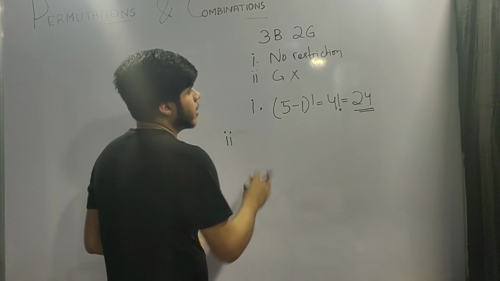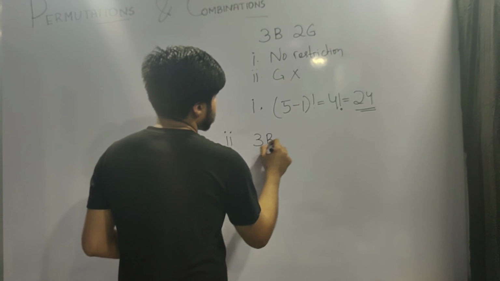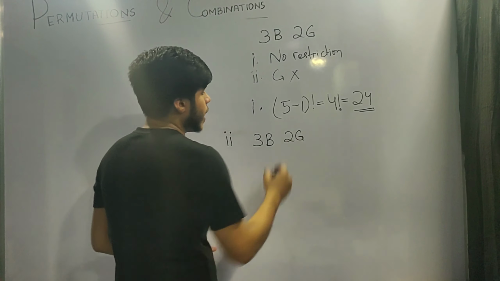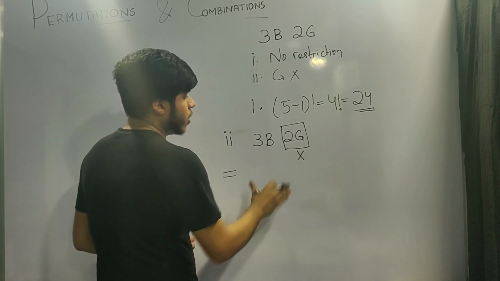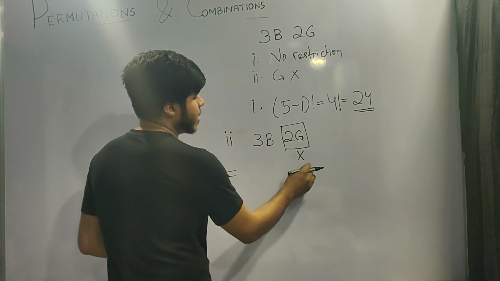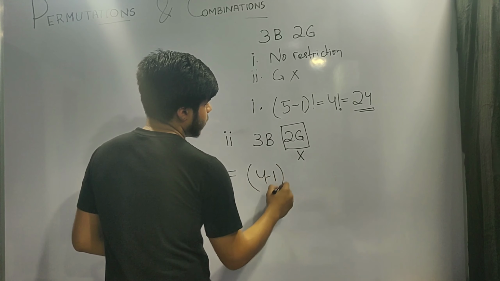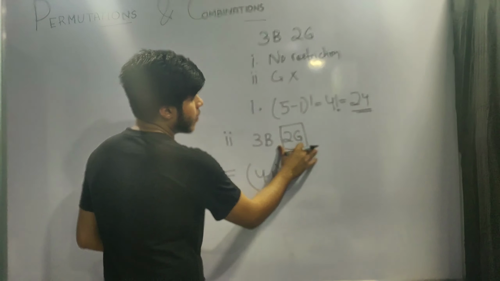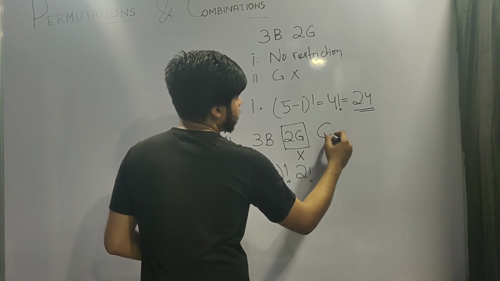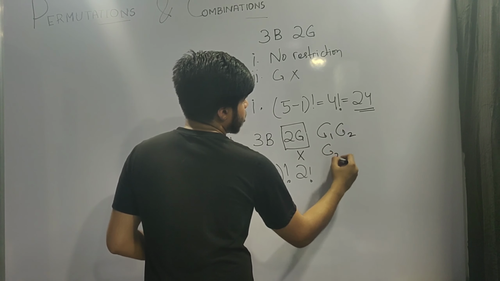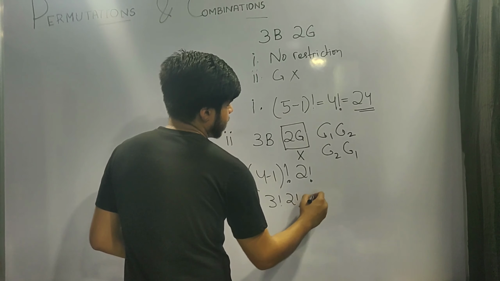So let us first find the number of cases in which they will sit together. I have 3 boys and 2 girls. I can take both these girls as a single unit and name it X. Now for arranging these 3 boys and the 2 girls taken as a single unit X, the total number of ways that I will have is (4 minus 1) factorial. I will also have another 2 factorial because these 2 girls can switch places with each other. I will have 2 cases, G1 and G2, and then G2 and G1. So the answer will be 3 factorial into 2 factorial, that is 12.